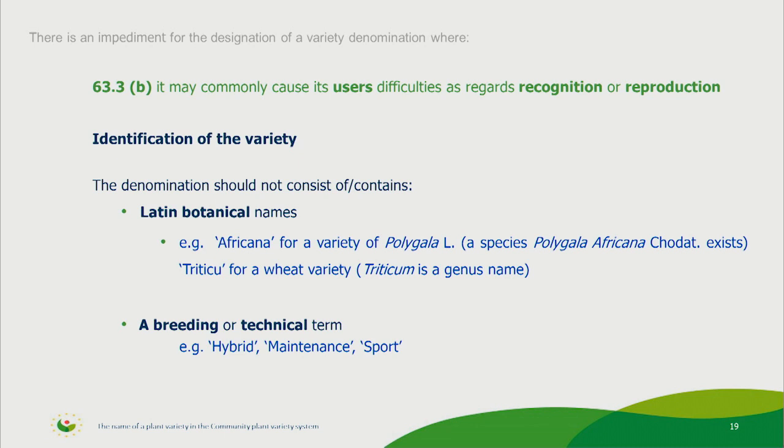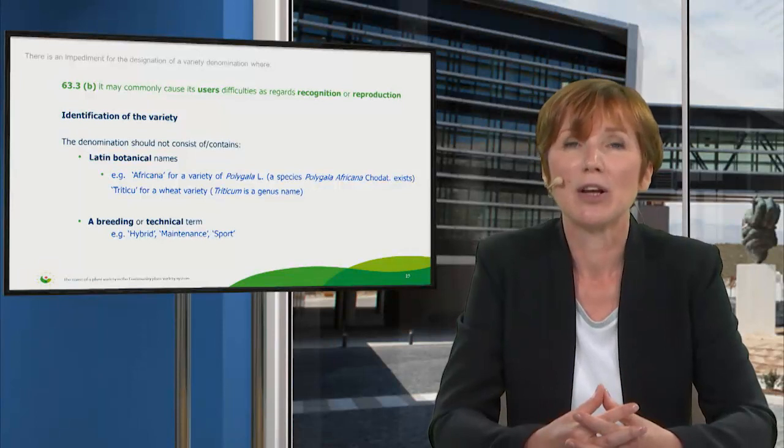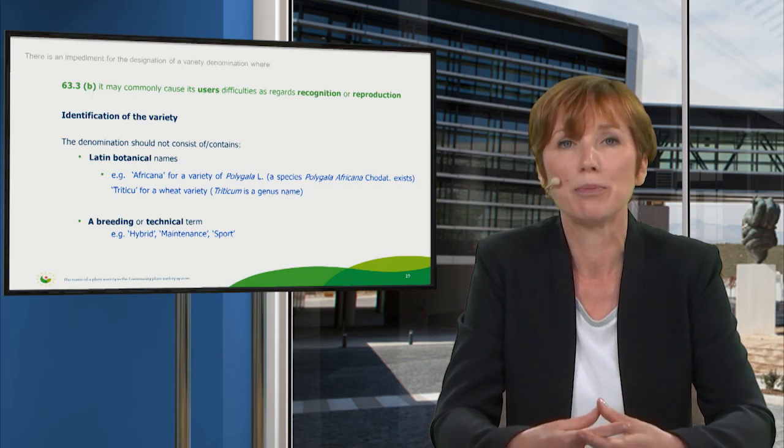A variety denomination should also not consist of a breeding or a technical term unless this term is combined with one or several other words in such a way that the denomination has a completely different meaning. In our example, we see hybrid, maintenance, and sport. I'm thinking about sport in association with Café des Sports. If we have Café des Sports as a variety denomination, French speakers will understand the reference to a very common name of a French café, and in this case the word sport refers to physical activities and not to this breeding term.